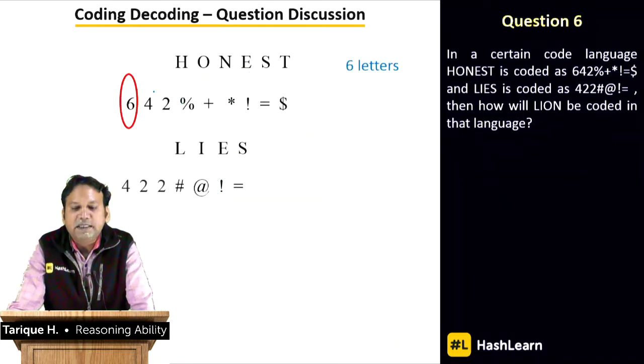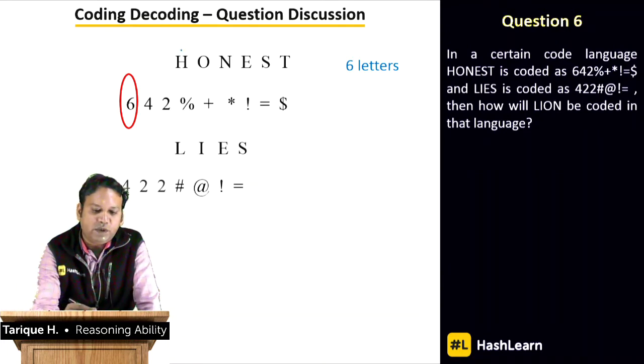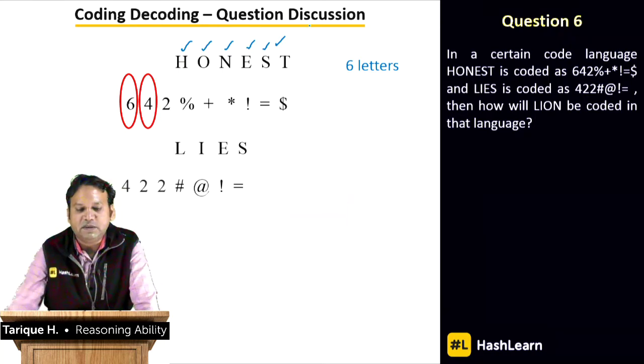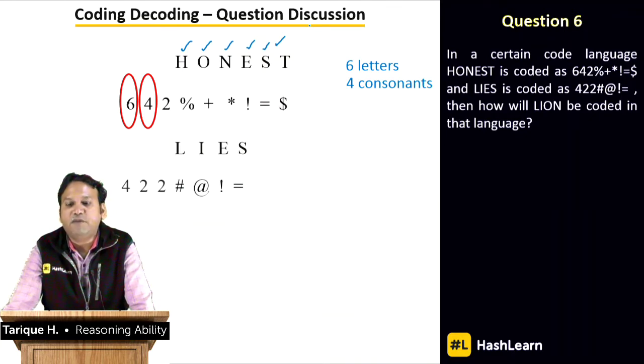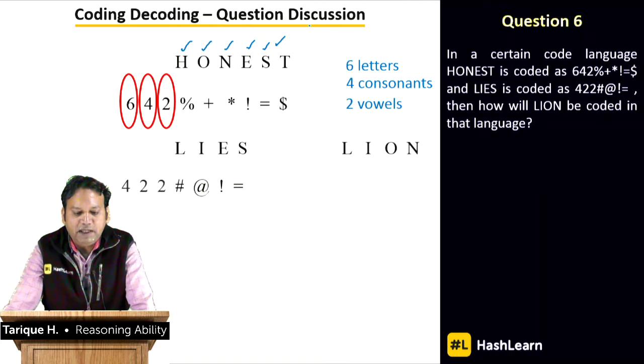6 represents that 6 letters are there. How many letters are there in this word? 1, 2, 3, 4, 5, 6. So there are 6 letters. 4 represents that there are 4 consonants. If you look at the word honest, you will see that it contains 4 consonants, and 2 represents the number of vowels. Same thing with lies also.